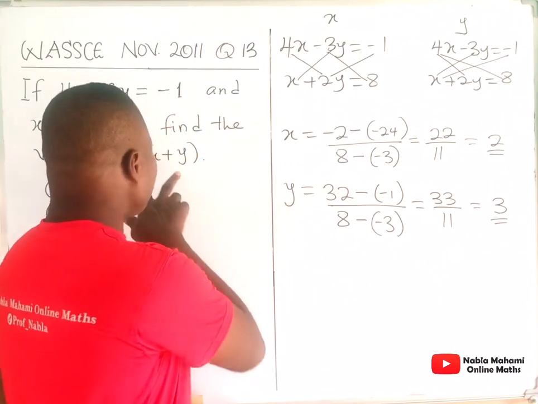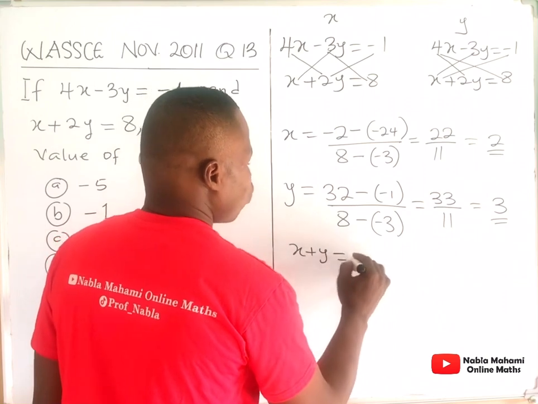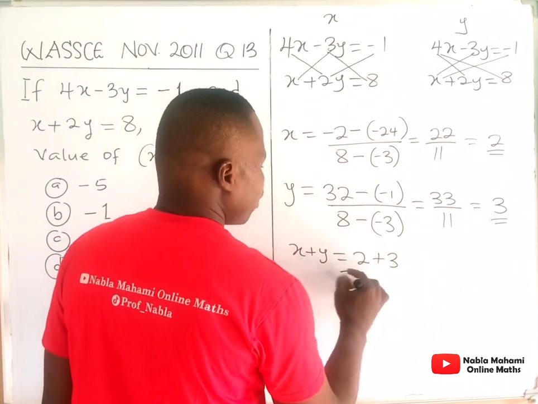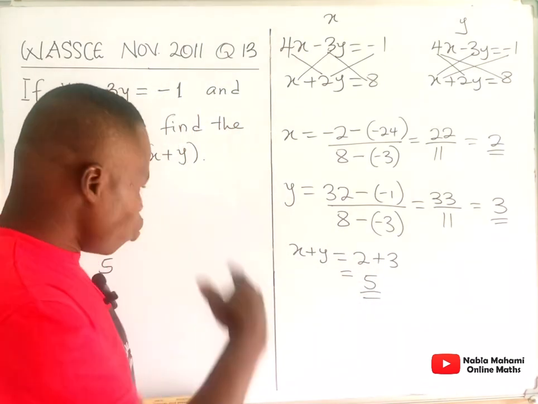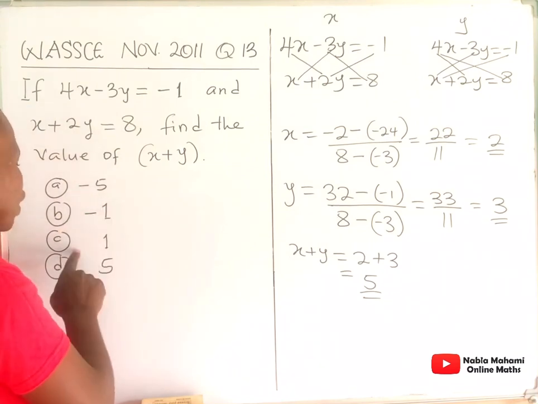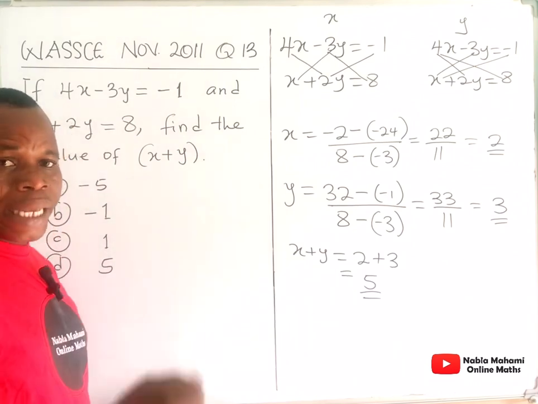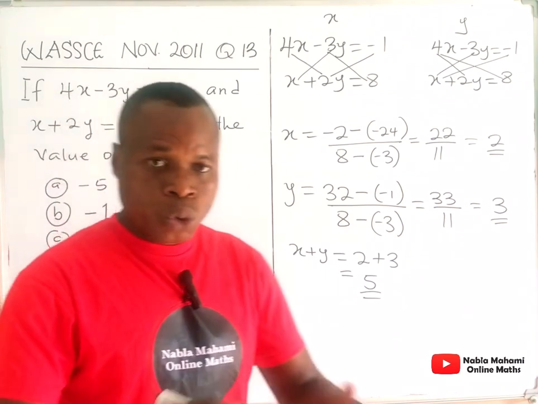Now, the question says we should find x plus y. So my x plus y now will be 2 because x is 2 plus y, which is 3. And 2 plus 3 is 5. If you get your 5, you go to the options, go through and see. A is minus 5, B is minus 1, C is 1, and D is 5, meaning our right answer is D. Then you go and shade D. This is how we use the trick.